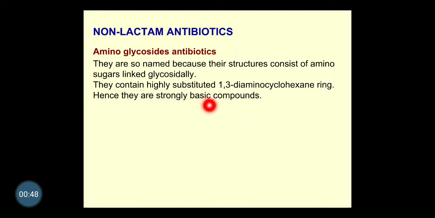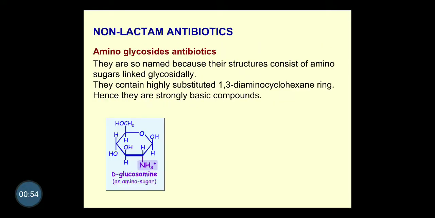They contain a highly substituted 1,3-diaminocyclohexane ring, and hence they are strong basic compounds. This is glucosamine, which we call an amino sugar, because when we talk about a glycoside, it will have a sugar part, and here the amino sugar is there, that's why it is an aminoglycoside antibiotic. This is exactly the amino sugar that we call D-glucosamine, which is present in all types of aminoglycoside antibiotics.